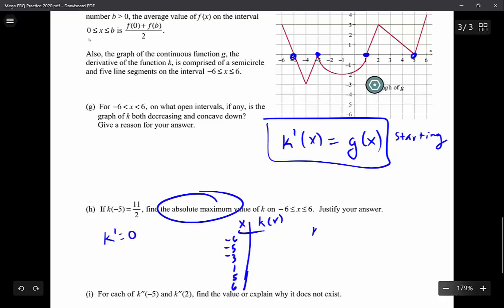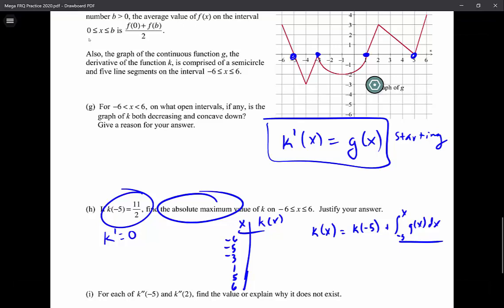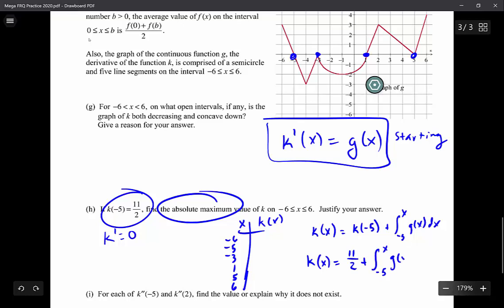And then our formula to get to this would be k of x equals, now, they gave us this value. So to go back from k to an integral, we need to say that it's k of negative 5, because that's what we know about, plus the integral from negative 5 to x of g of x dx. It's not just this right side, because they didn't tell us that. We need to add on our starting point. So our generic formula becomes k of x equals 11 halves plus the integral from negative 5 to x of g of x dx.